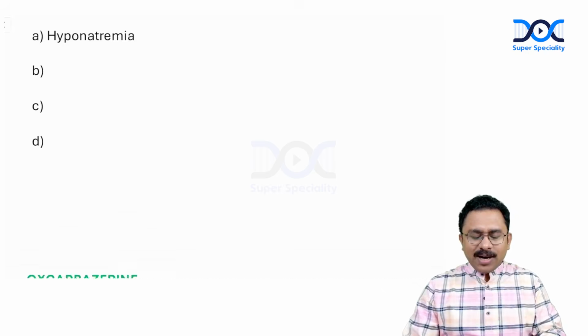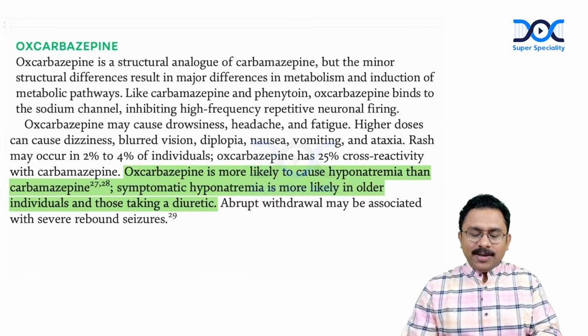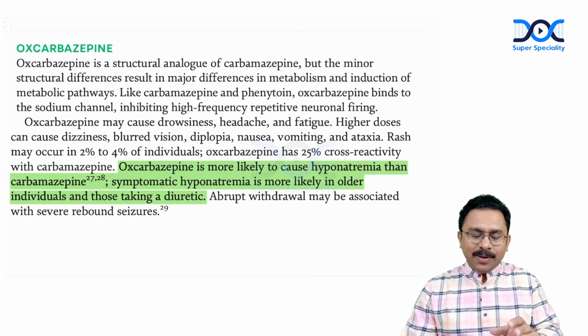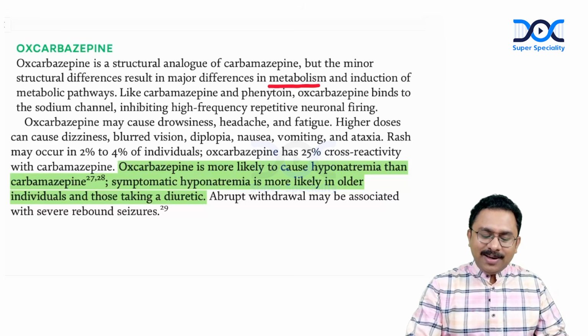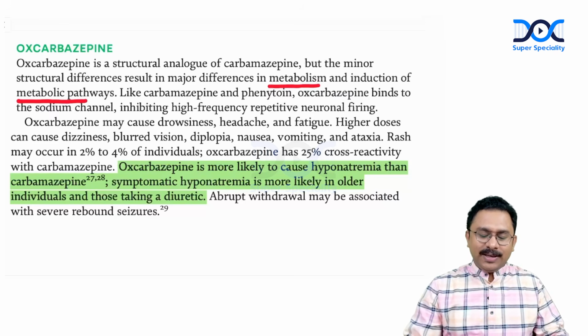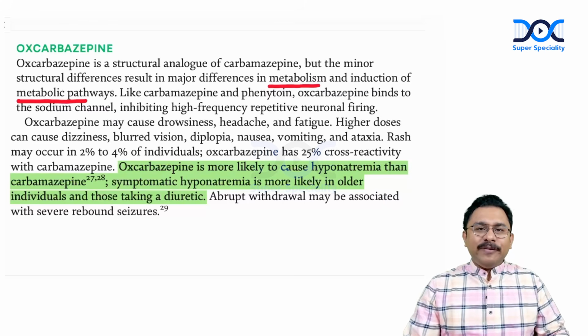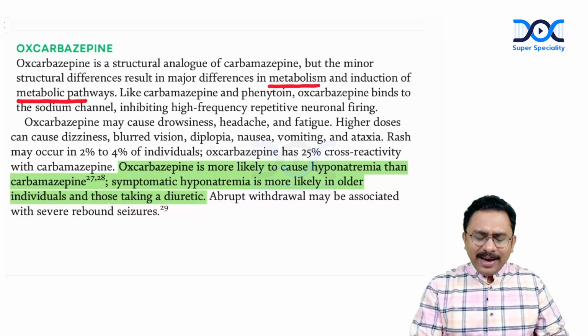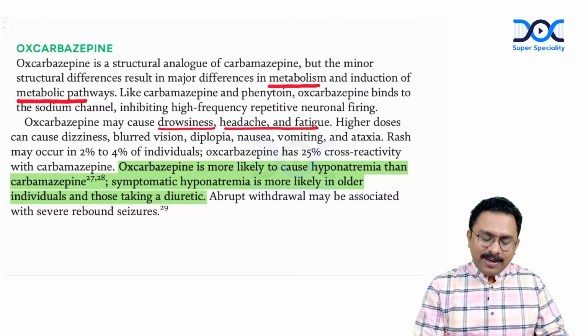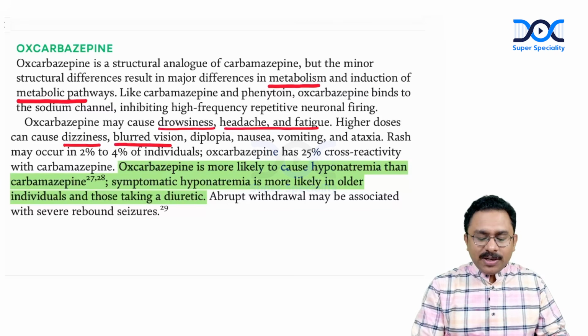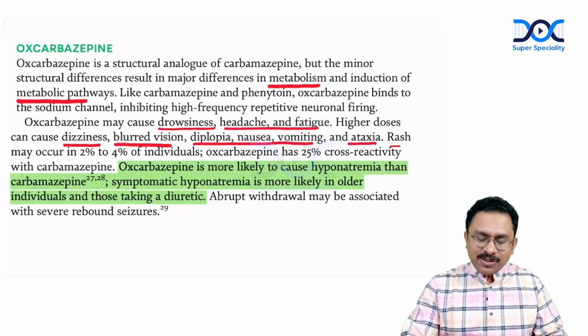Regarding oxcarbazepine, you all know that it is a structural analog of carbamazepine, but with minor structural differences that would result in major differences in metabolism and induction of metabolic pathways, right? Coming to the side effect profile of oxcarbazepine, it can cause certain side effects like drowsiness, headache, fatigue, and at higher doses, just like carbamazepine, it can result in dizziness, blurred vision, diplopia, nausea, vomiting, and ataxia. You can have rash also.